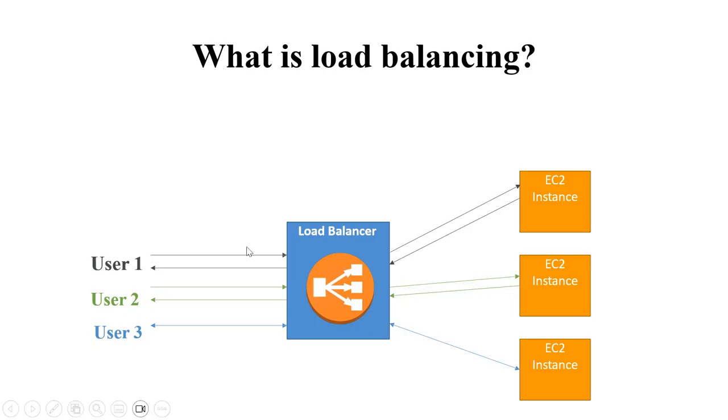This load balancer is the first interaction with the user, which receives the request, and it checks the health of the backend services. If the health of these EC2 instances is okay, then it routes the user's request over to one of the EC2 instances. Then that EC2 instance processes the request and gives the response back to the load balancer, and the load balancer returns it to the user.